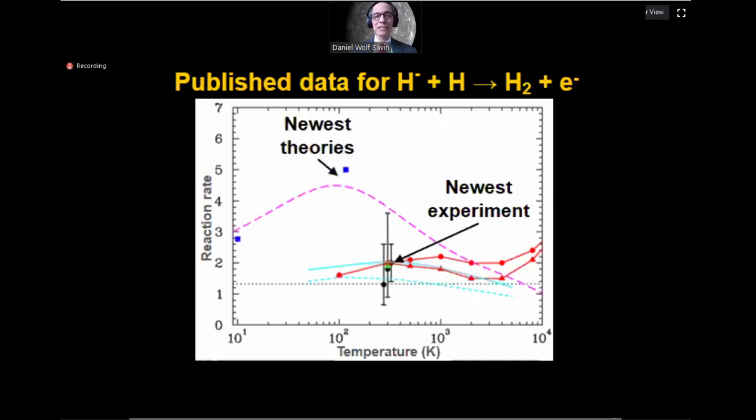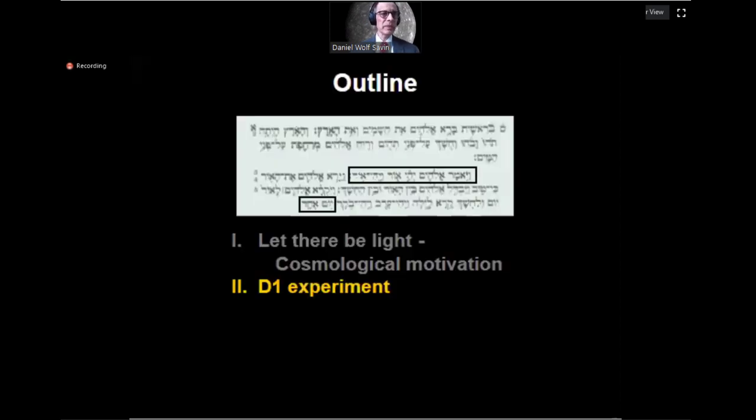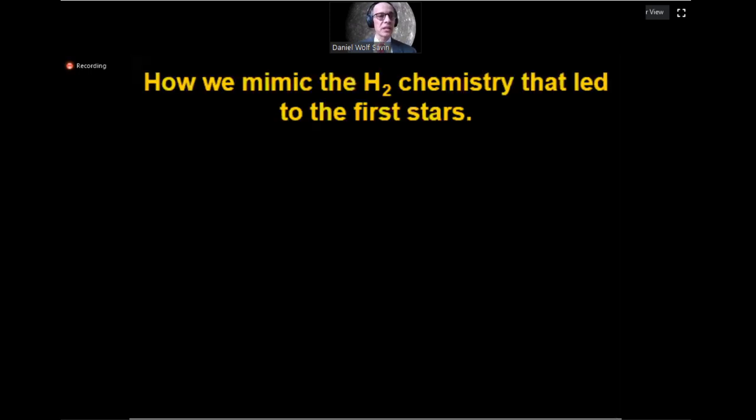Well, the truth of the matter is no. These are the newest theoretical calculations. So when we started this project in 2005, it was 80 years since quantum mechanics had been discovered in 1925, and theory and experiment had still not converged to the same answer for one of the simplest chemical processes in the cosmos. So let me talk about the experiment that we built in order to be able to study this.